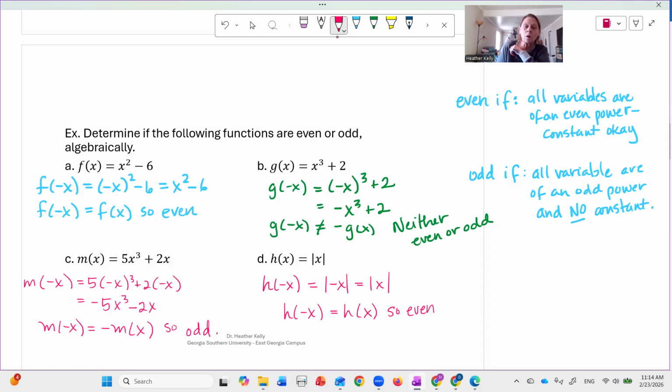Now, do you have to do all of that work? No. If it falls under either one of these categories, you can indicate even, odd, or neither as long as it's a polynomial. When it is another kind of function, like this absolute value, or if it was a radical or something like that, then you would need to apply the procedure to determine whether or not it is even or odd. Okay.